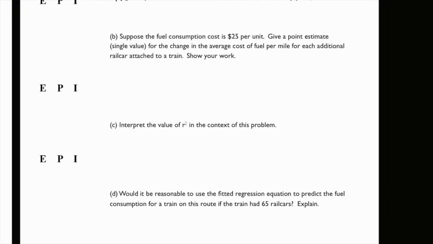Okay, part B, in this part of it, it asks us, suppose the fuel commission cost is $25 per unit. Give a point estimate, a single value, for the change in the average cost of fuel per mile for each additional rail car you attach to the train. A few things should stand out here. Number one, it said we want to talk about change in average costs of fuel per mile for each additional rail car. That should sound somewhat familiar to you. In some ways, that's how we talked about average rate of change per something. This is exactly what the slope is, right?